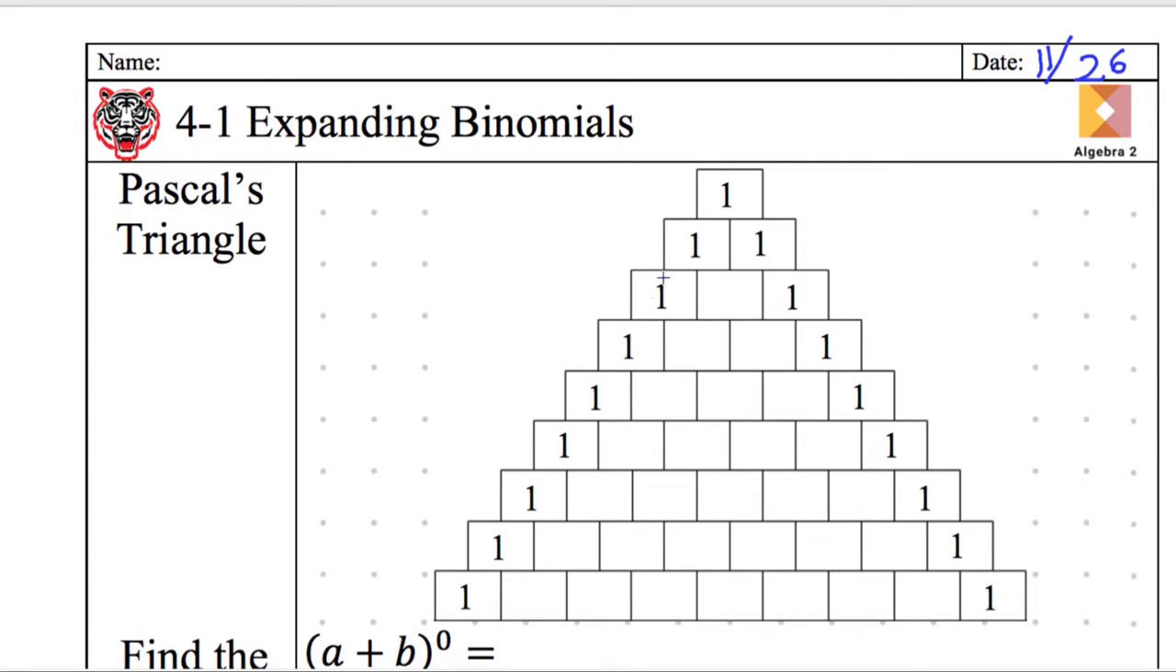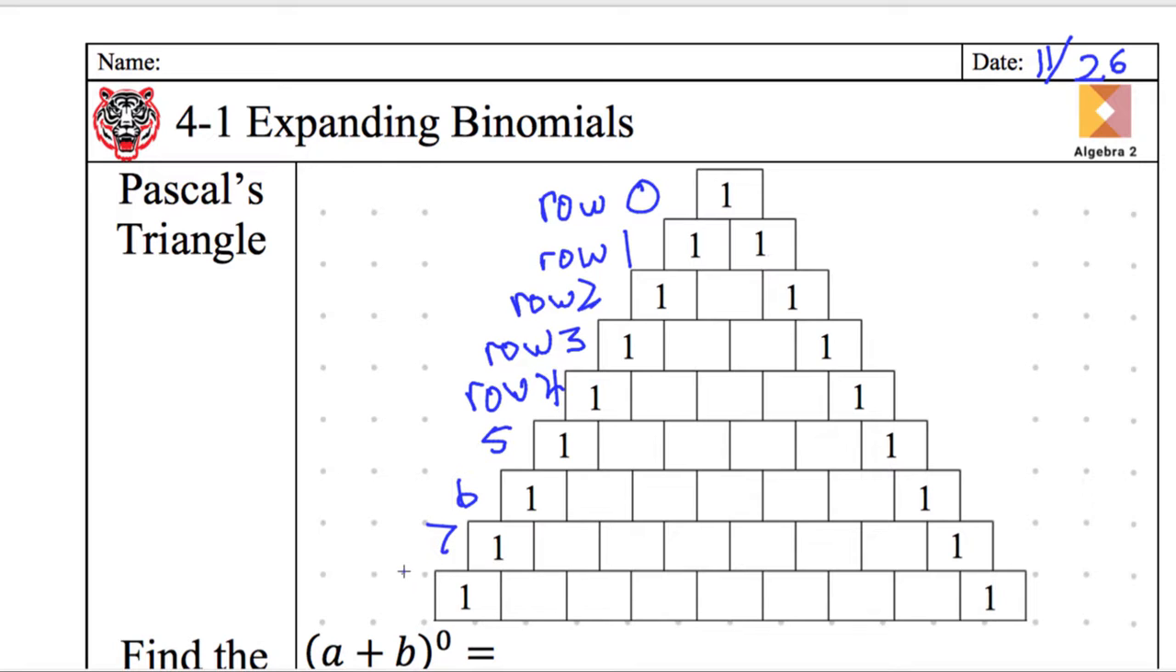First, make a triangle where each row starts with a 1 and ends with a 1 and gets progressively larger and larger. This has 1 block, 2 blocks, 3 blocks, 4 blocks, etc. I'm going to label this first row row 0. The next row is going to be row 1, row 2, row 3, row 4, etc. So there's going to be 5, 6, 7, and row 8.